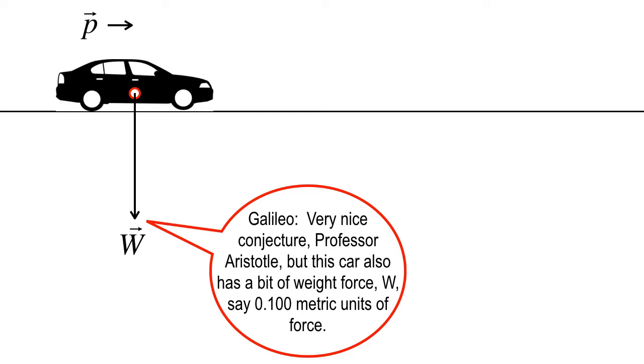But if it has, and Galileo said, well, let's say that this is a fairly smallish car, and its weight force is only 0.100 metric units of force. Now, that's 5 times the push force. Okay, so the ratio is 5 to 1, 1 to 5. Okay, so Galileo says, let's make this car fairly small. So I have a fairly small gravitational force.